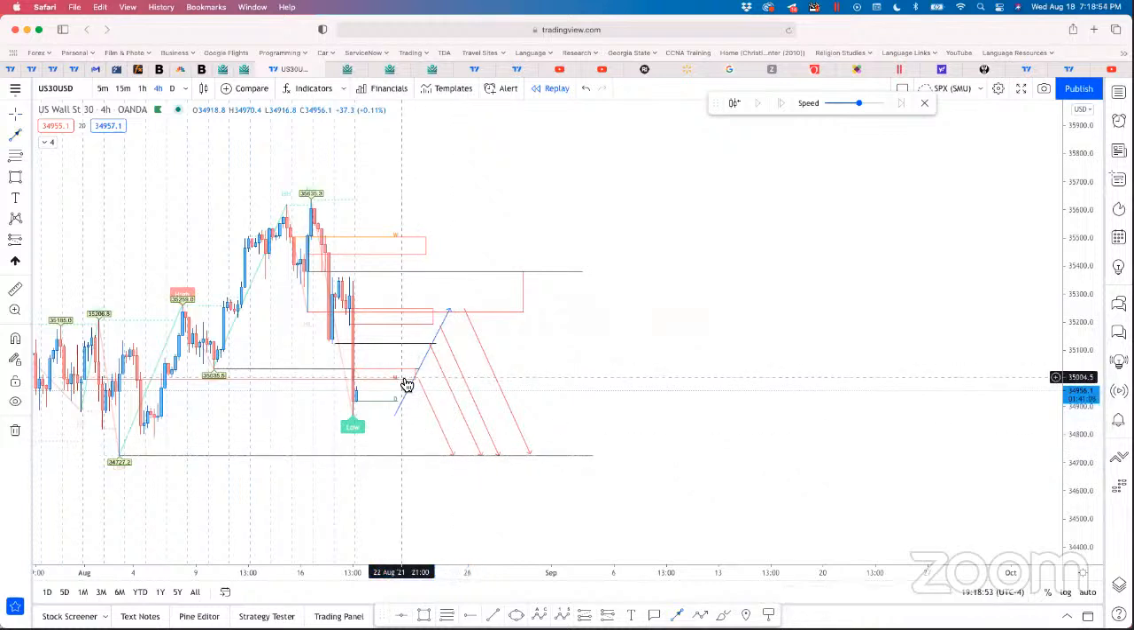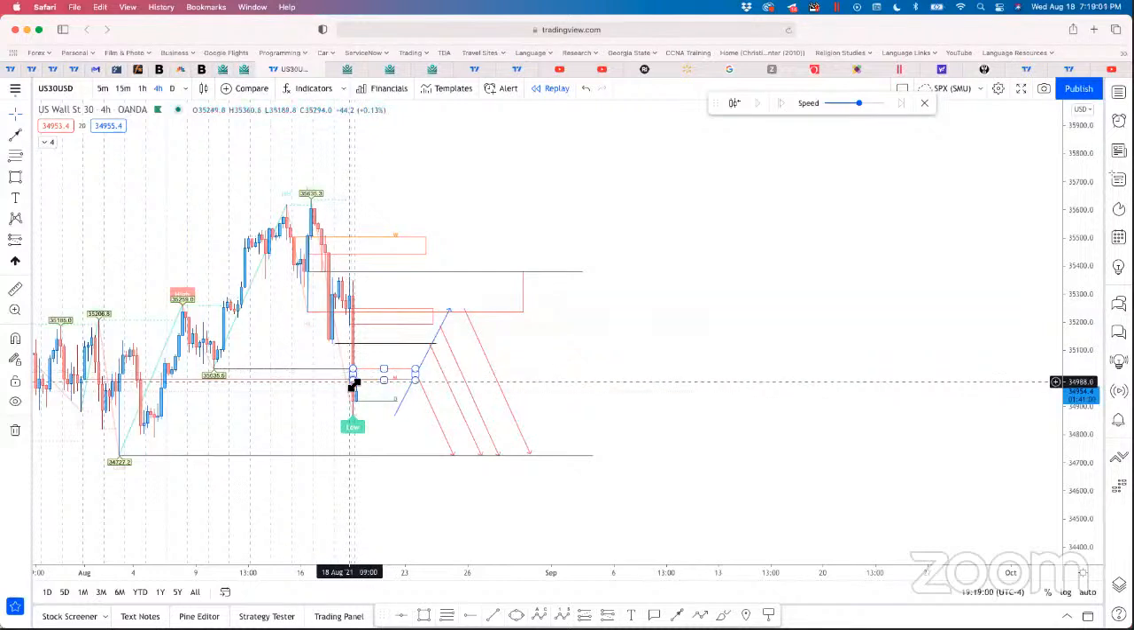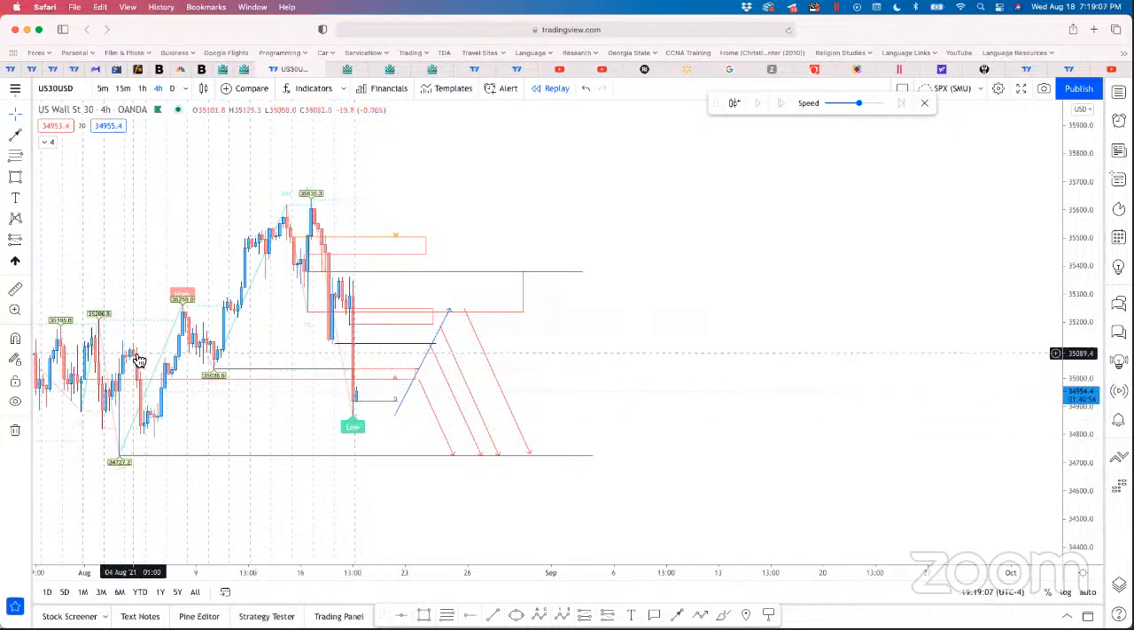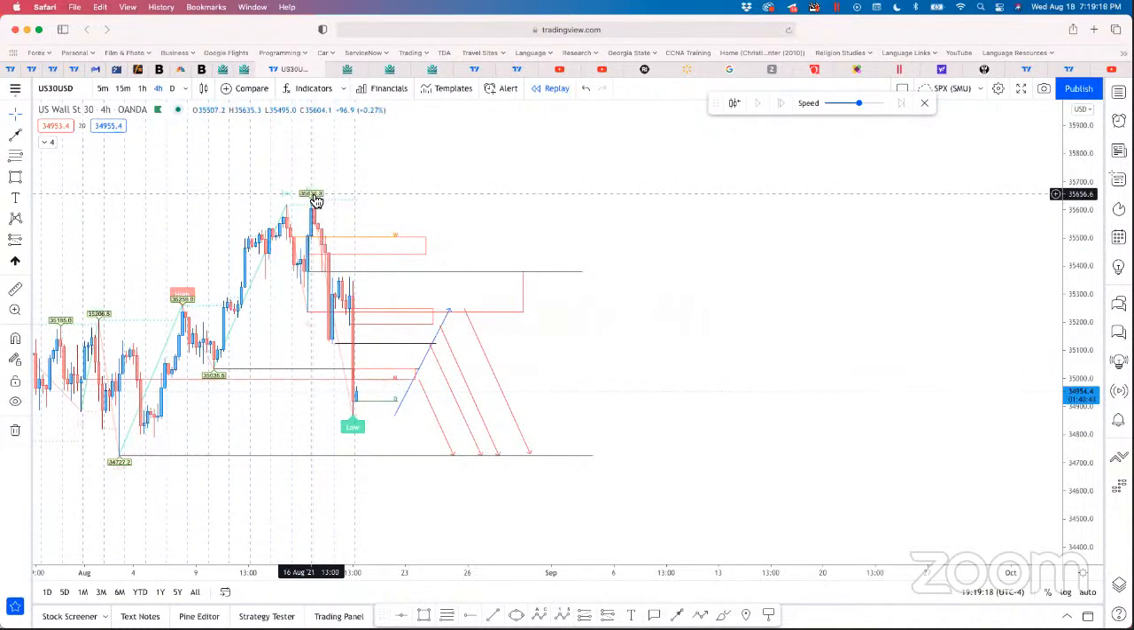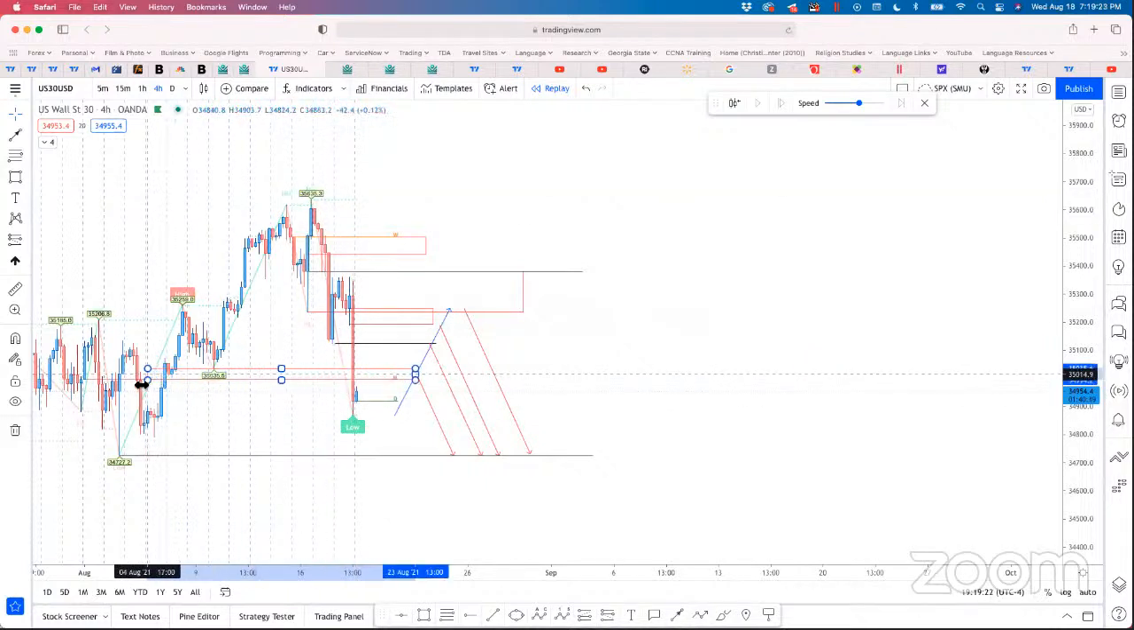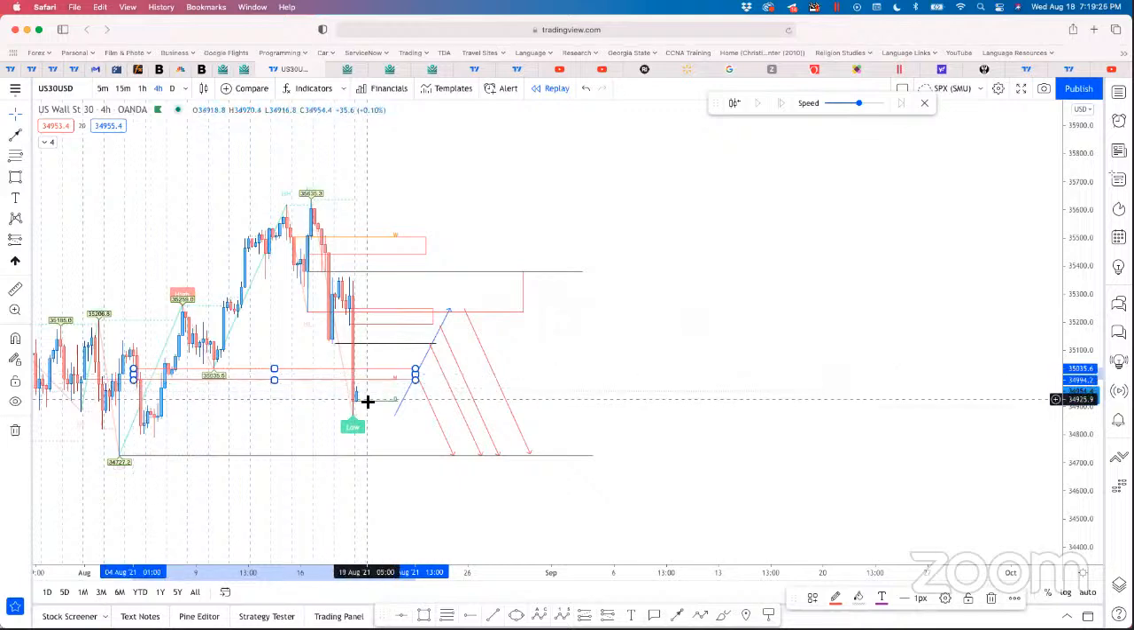This is another possibility because we got this old low right here that got taken out, but we also could hold this monthly. Along with the monthly, we also have this order block that has traded through the monthly and held before and pushed the price up from here. So this whole little area becomes an area of interest for the buy.